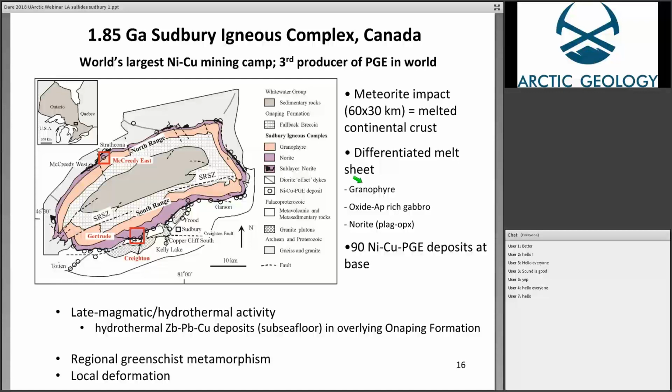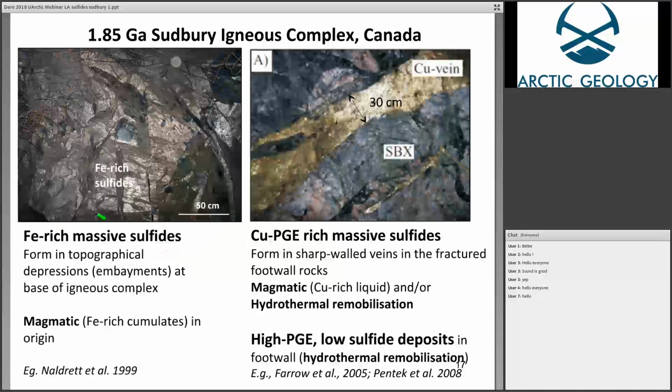So the nickel-copper-PGE deposits are found at the base of the complex. However, Sudbury is rather complicated because at the same time there was significant hydrothermal activity. In the center here, in the Onaping Formation, there are numerous hydrothermal zinc, lead, copper deposits that formed under the sea floor, a bit like VMS settings, but in a meteorite impact basin. So as we know, there was plenty of water going through the system. What has that done to the PGEs? Then soon afterwards there was regional greenschist metamorphism and local deformation, as we can see in the shear zones.